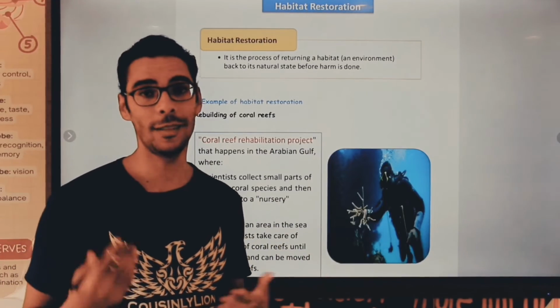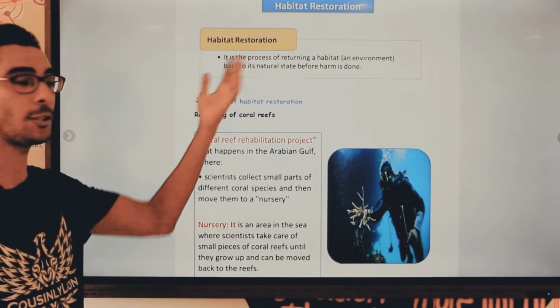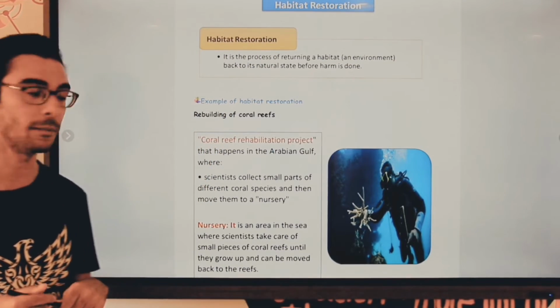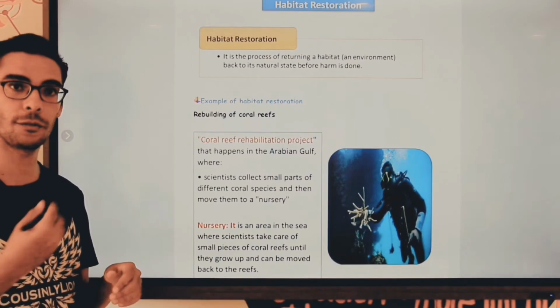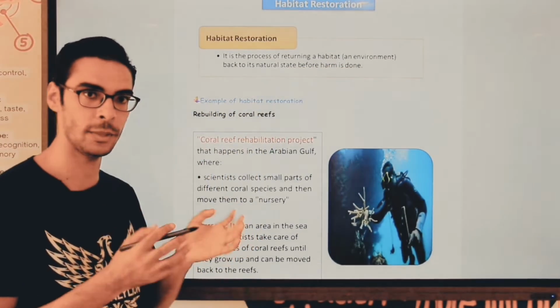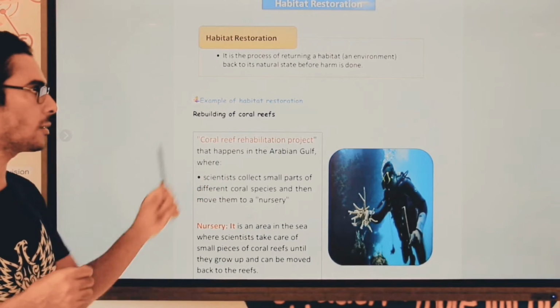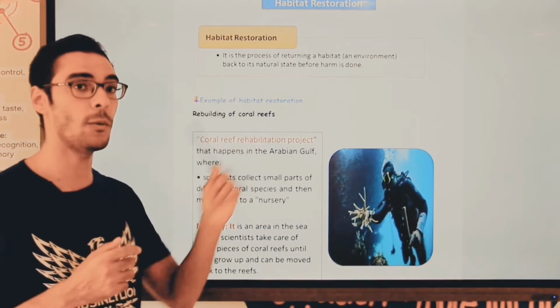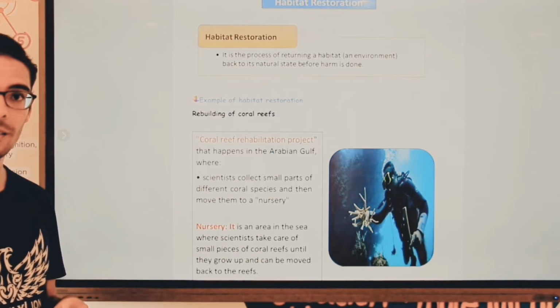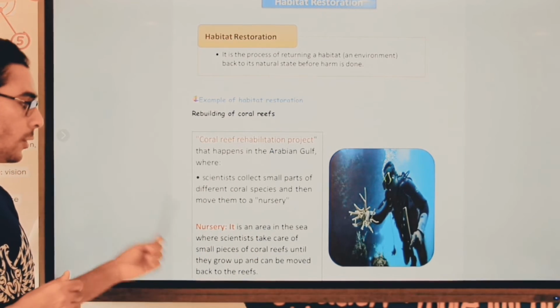The second solution that we can suggest is habitat restoration. This is a really important scientific concept in our curriculum, because habitat restoration refers to the process of returning the habitat or the environment or this part of the ecosystem back naturally as it was before. We have applied this project successfully in many places of the world, especially the nursery.